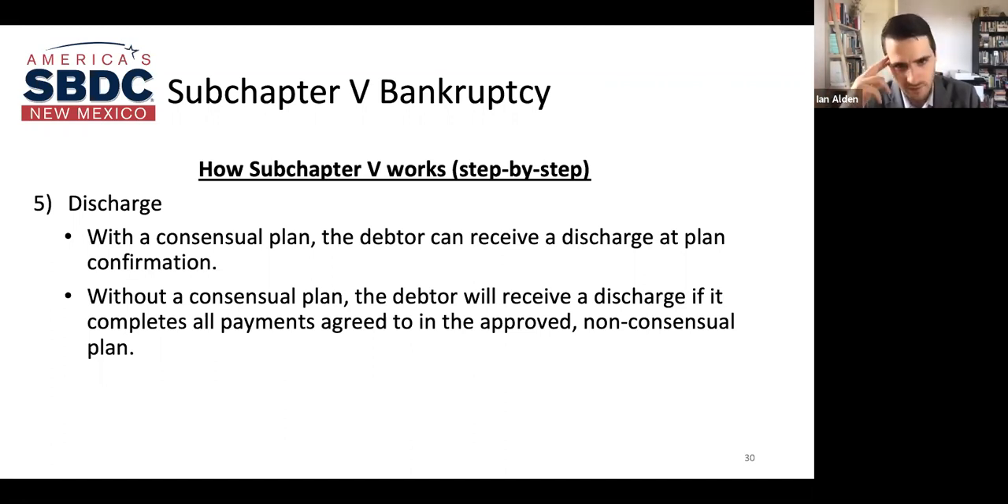Without a consensual plan, if you're doing this over the objections of your creditors, again, you're looking at payments for between 3 and 5 years, unless you can pay the creditors off sooner under your proposed plan of reorganization. Somewhere between 3 and 5 years, paying up to all of your disposable income, and you don't get the discharge until those payments are made. So that's how discharge works. Your discharge might come right after the plan is confirmed if it's consensual, or it might come after all of your payments are made if it's non-consensual.